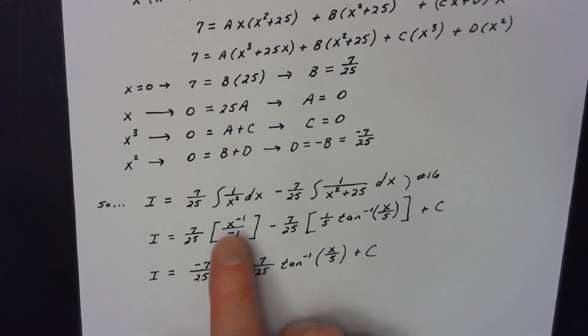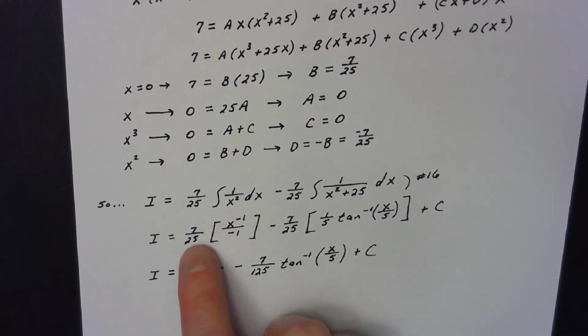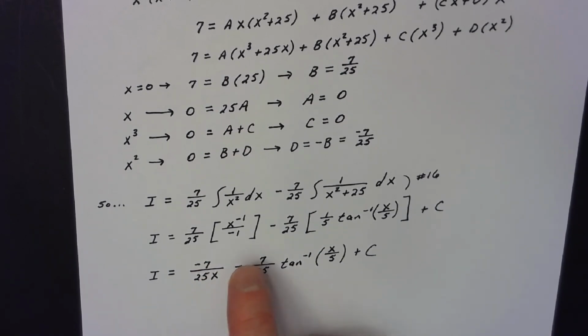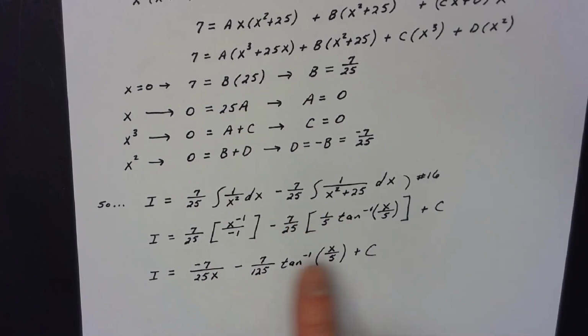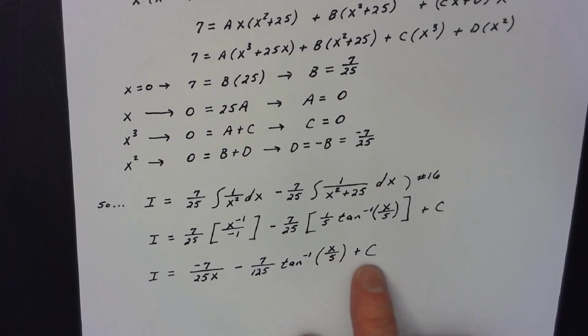Final answer, just cleaning it up. We know this x belongs in the denominator along with the 25, and I made my numerator -7. So -7 over 25x minus, here I'm going to get -7 over 125 inverse tangent of x over 5 plus C. That's a gorgeous problem.